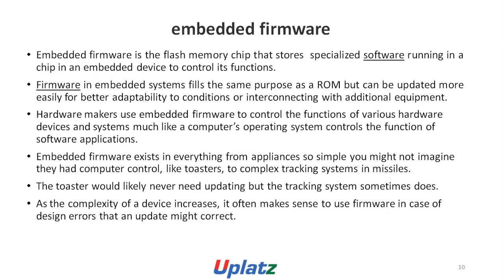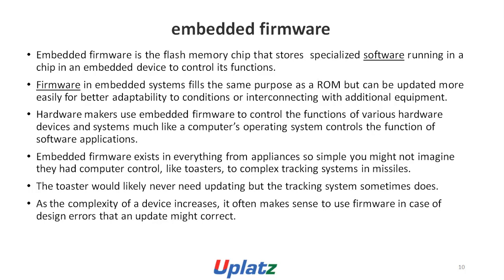Embedded firmware. Embedded firmware is the flash memory chip that stores specified software running in a chip in an embedded device to control its function. Firmware in embedded systems fills the same purpose as a ROM, but can be updated more easily for better adaptability to conditions or interconnecting with additional equipment. Hardware makers use embedded firmware to control the functions of various hardware devices and systems, much like a computer's operating system controls the function of software applications.